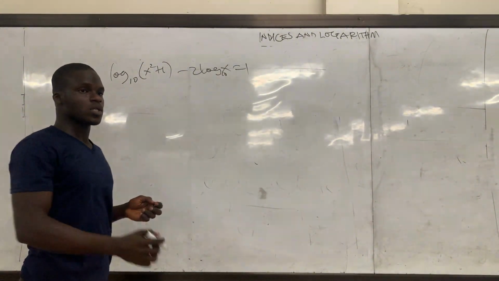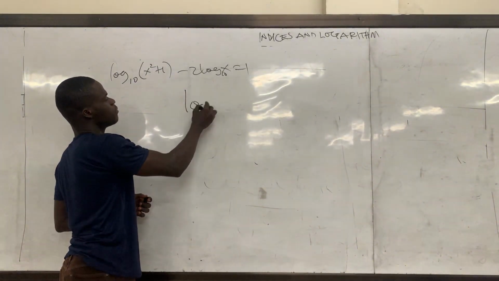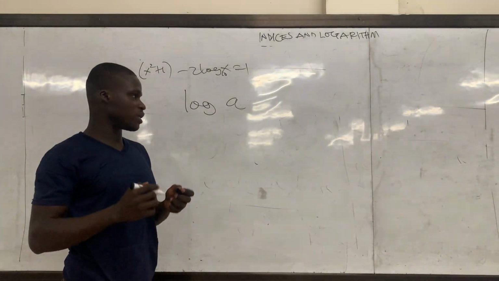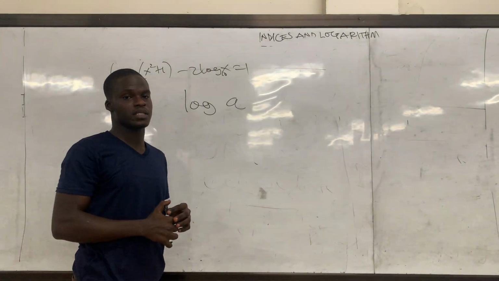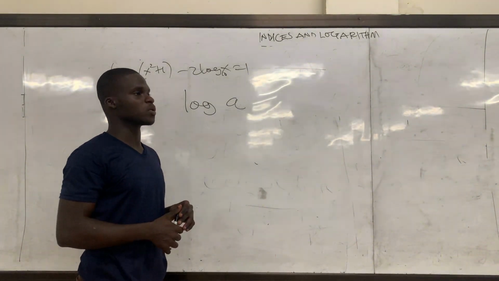One thing we also need to take note of is that whenever you have the logarithm of a number and there's no base written there, the base is actually base 10. That's one thing we always have to take note of.